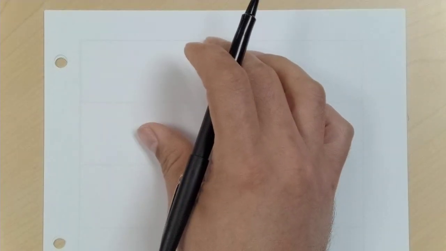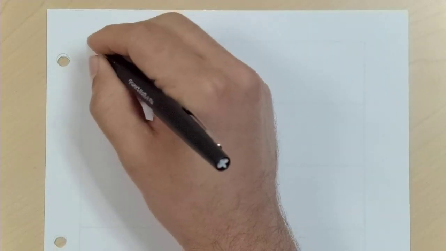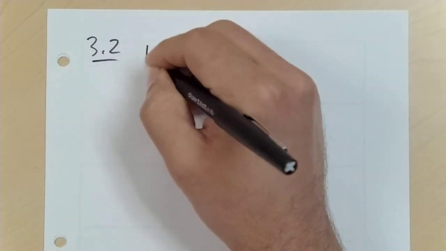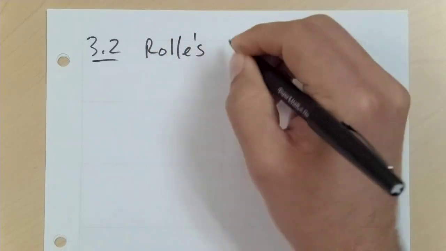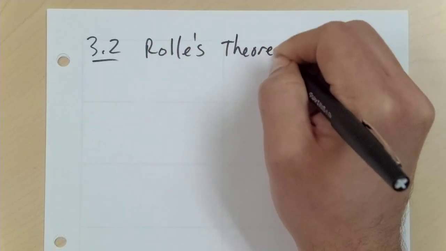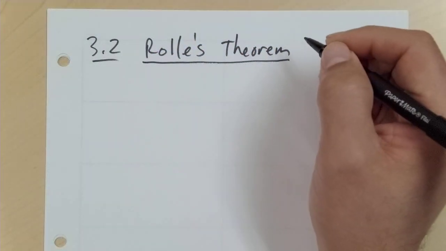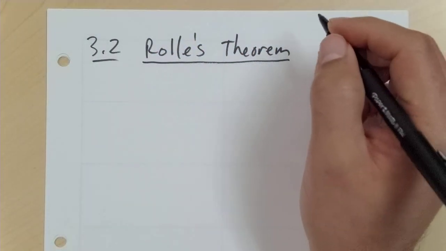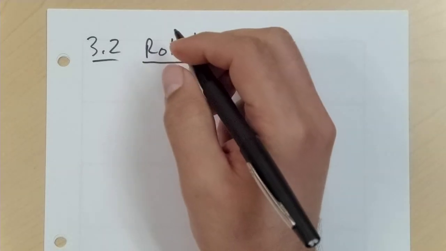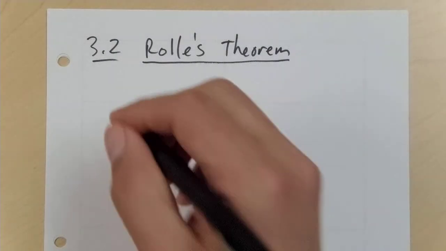But here are the notes for Rolle's theorem. This is just a brief addition to section 3.2. And it should be pretty obvious, but it's worth writing it down so that you understand what the theorem is and what the conditions are.